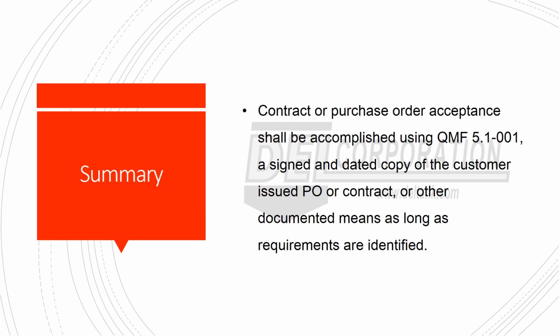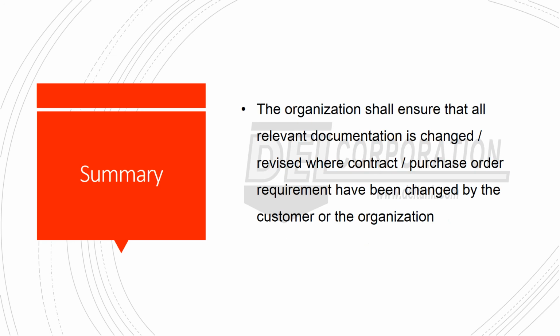Contract or purchase order acceptance shall be accomplished using QMF 5.1-001, a signed and dated copy of the customer-issued purchase order or contract, or other documented means as long as requirements are identified. The organization shall ensure that all relevant documentation is changed or revised where contract or purchase order requirements have been changed by the customer or the organization.